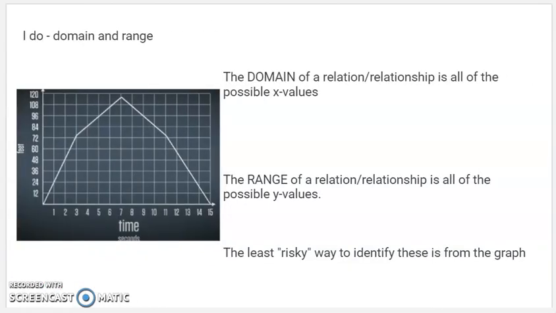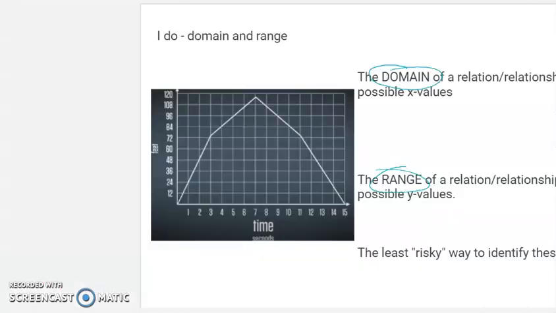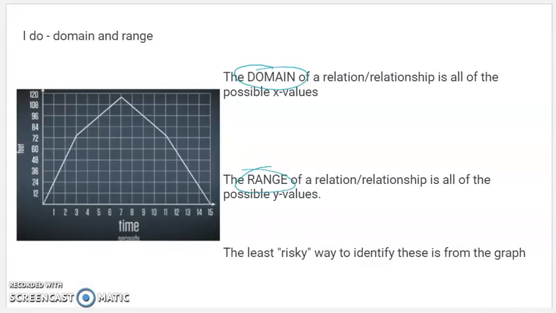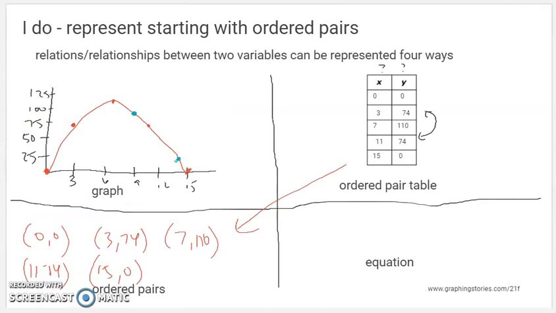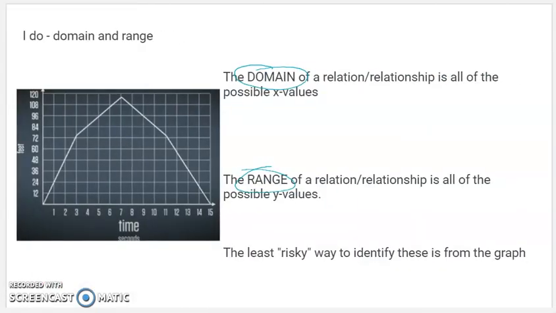So then again, domain and range. Domain and range are easiest from a graph. So here's the graph that we just made officially. It looks pretty close to mine. I did a pretty good job. It's easiest from the graph because if you look back here, it's hard to know all the possible x and y's because they don't show them. They just show some of the x's and some of the y's. So it's less risky to get it from the graph.